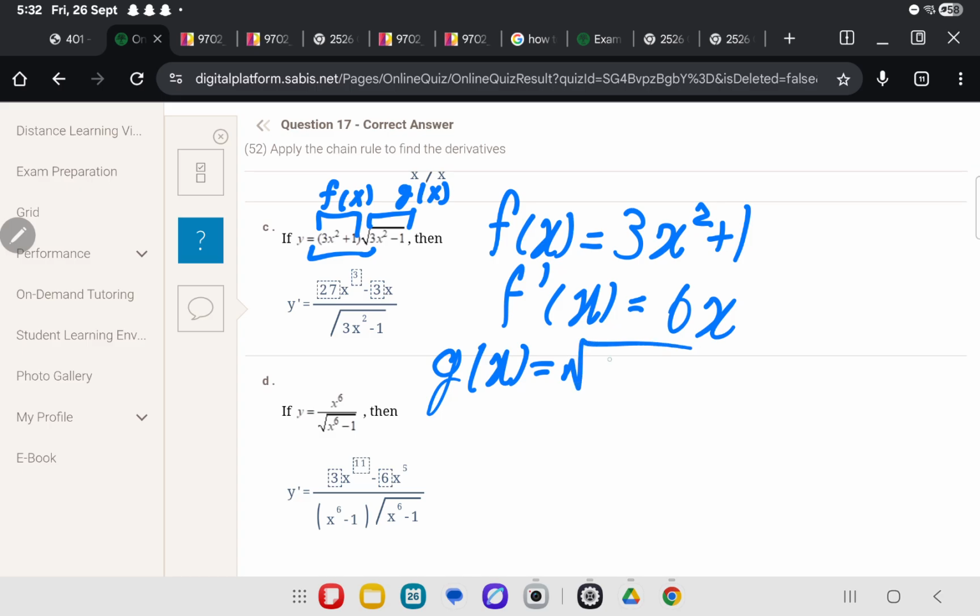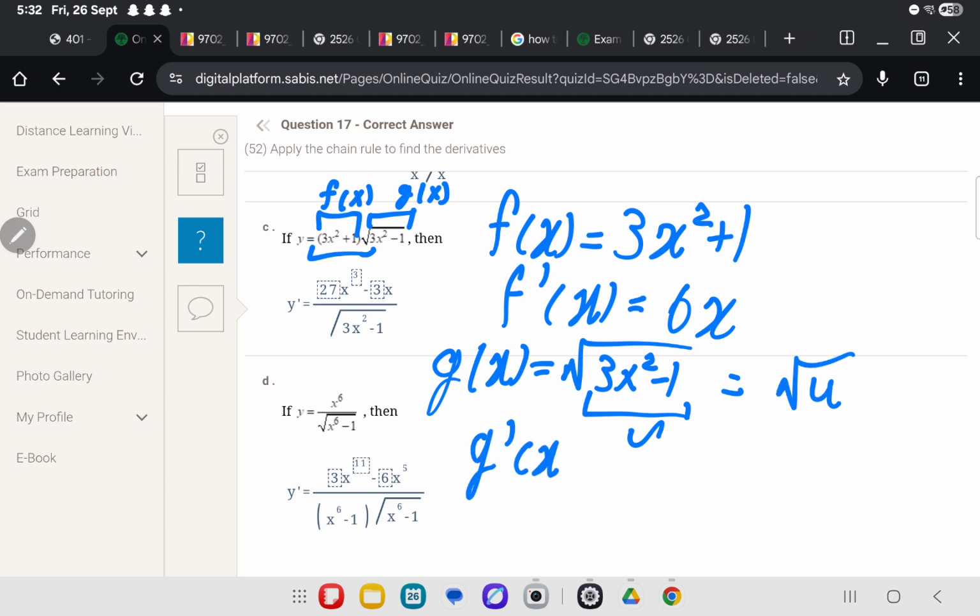G of x is radical 3x squared minus 1. That means this is my u, so it's going to be radical u. And now you know that the derivative of this is just going to be 1 over 2 radical u, times the derivative of u, which is 6x. Now I'm not going to explain why 3x squared minus 1 differentiates to 6x. Actually, I would, why not? The 2, you take it down, it's going to be 6. Then you subtract, 2 minus 1 is 1, but you don't write it, so done.